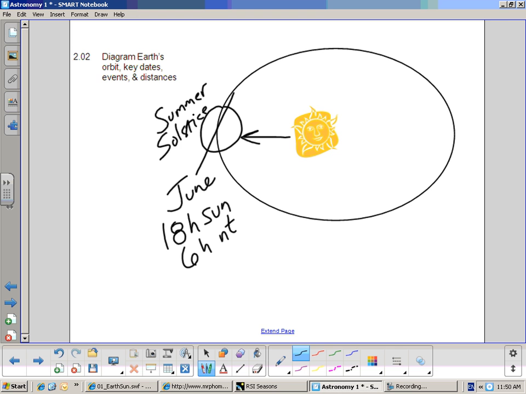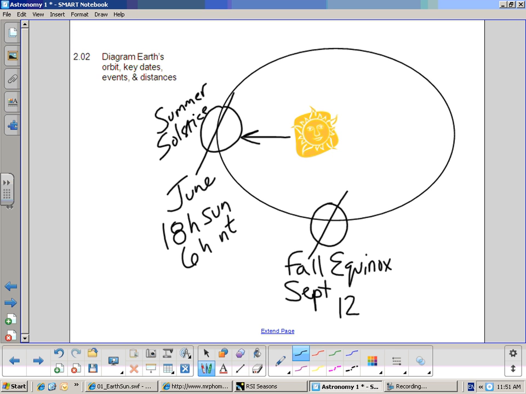When we fast forward to September, this is our fall equinox. Equal day, equal night. This is September now. And this is going to be 12 hours of sun and 12 hours of darkness. So 12 hours of night.